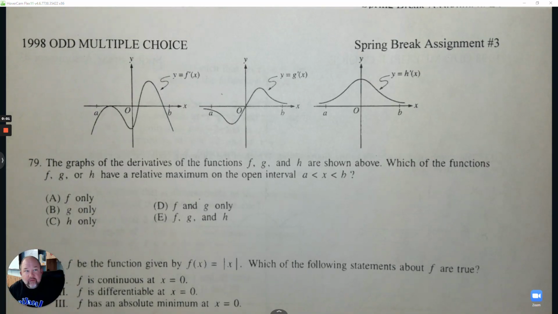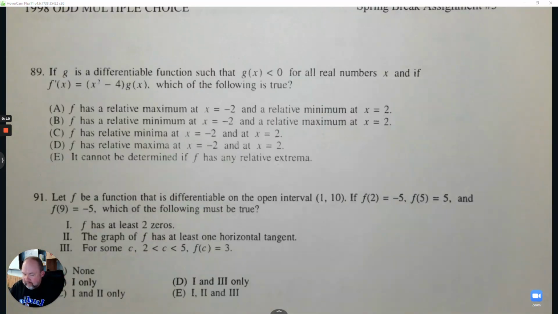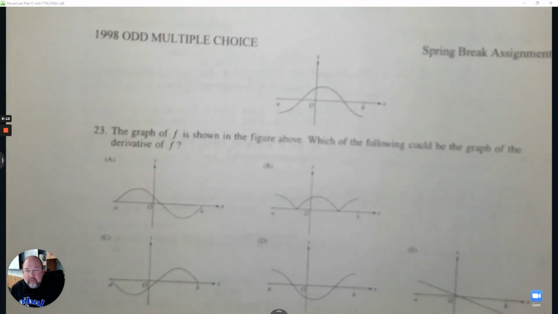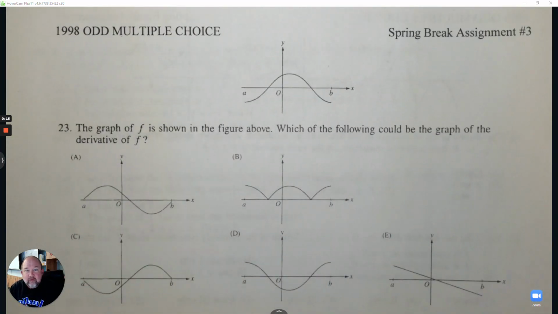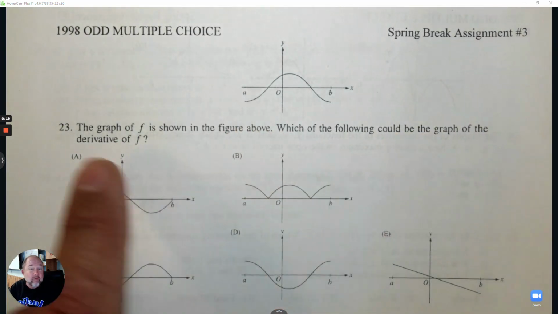Here are the solutions to your spring break assignment number 3. The graphs of the derivatives. Let's start here at the first page. You're given a graph and it says the graph of f is shown above in the figure. Which of the following could be the graph of the derivative?